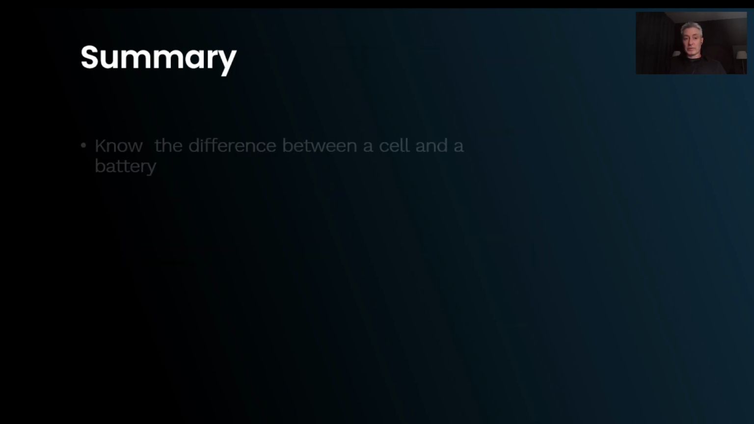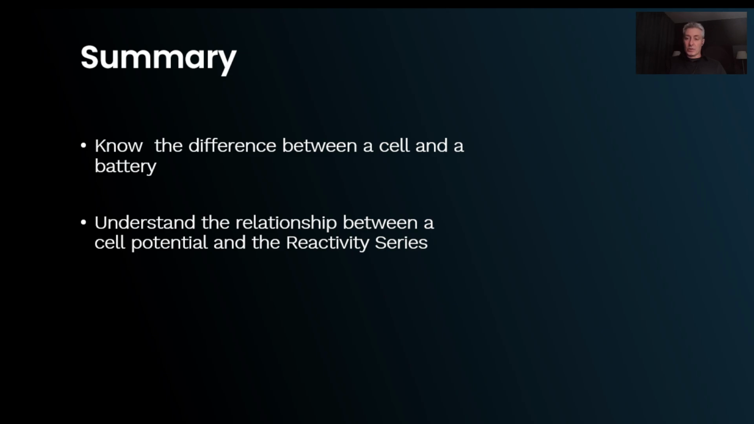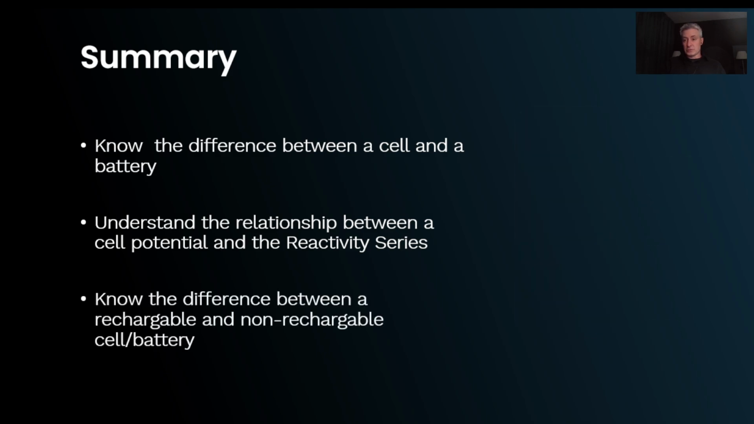So if I was to summarize what we've done so far, we now know the difference between a cell and a battery: two different metals in an electrolyte constitutes a cell. If I put two or more cells together, that constitutes a battery. So it's not too hard to understand the difference between a cell and a battery. Understand that there's a reactivity series, and when we combine two metals that are at different ends of this table, magnesium and copper, we'll get a large voltage. And if we combine two metals that are closer together in this reactivity series, like zinc and magnesium, then we get less potential in the units of voltage. And then you do know the difference between non-rechargeable and rechargeable.